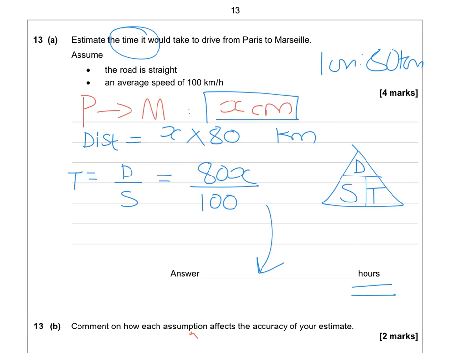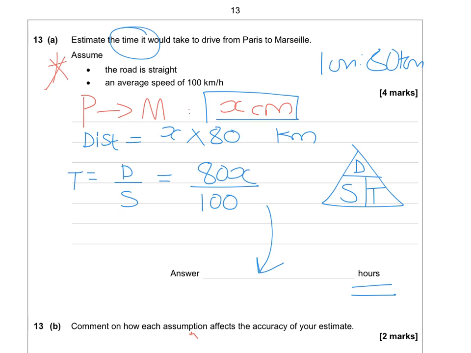13 part B. Comment on how each assumption affects the accuracy of your estimate. So assumption 1, the road is straight. In reality, the road would not be straight. The road would have twists, turns, bends, and as a result, the actual distance travelled is longer than the distance we have estimated, which means our measurement of time is inaccurate. It's an underestimate. It is too low. The real time would be greater.